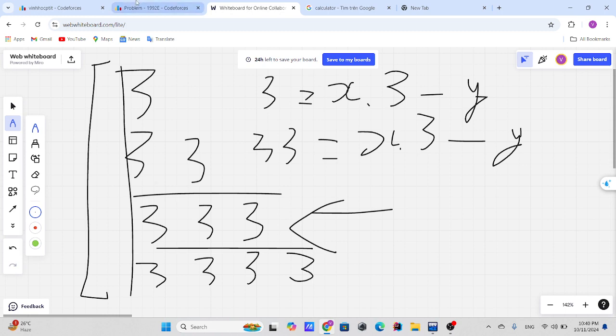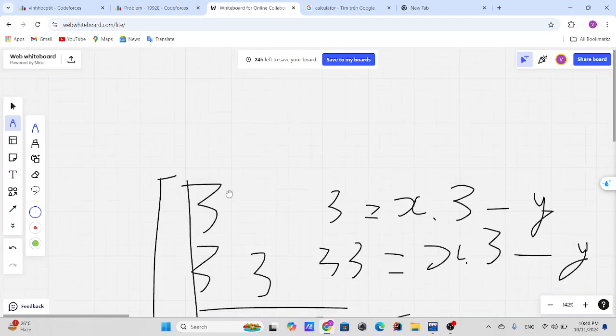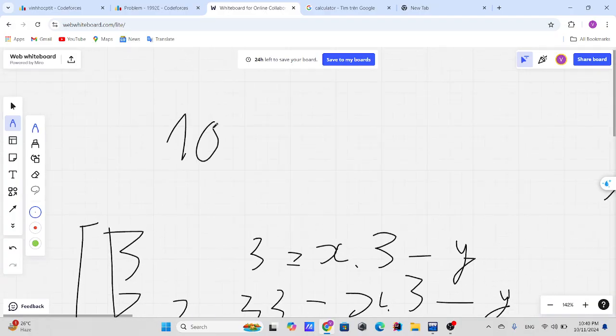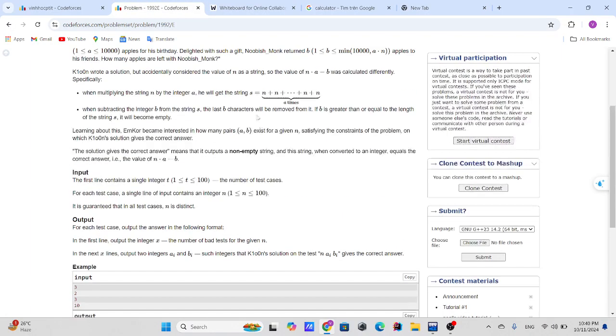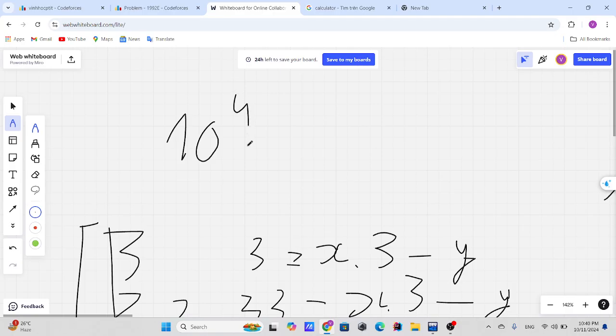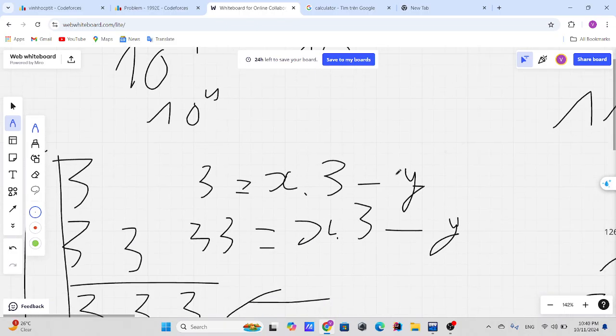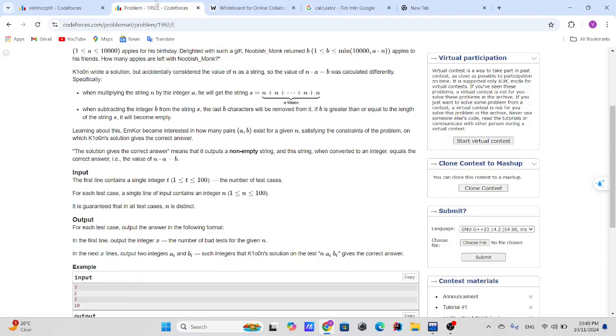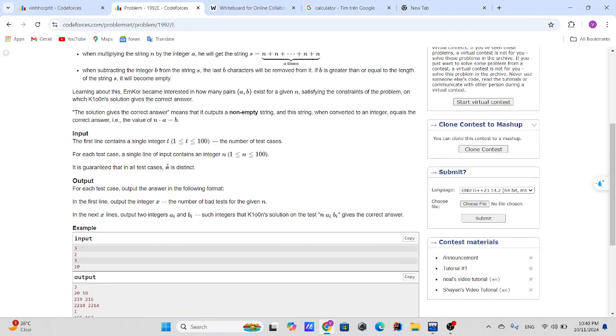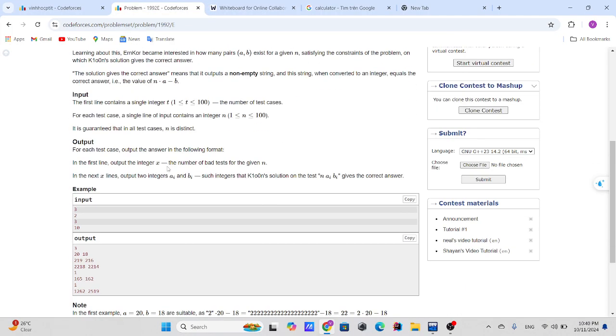Brute force. I think brute force is pretty okay, right? 10,000 is about 10 power 4. Two for loops will be 10 power 8, and we can find all of it. Yeah, it's pretty okay. I think 10 power 8 is pretty okay. I hope so.